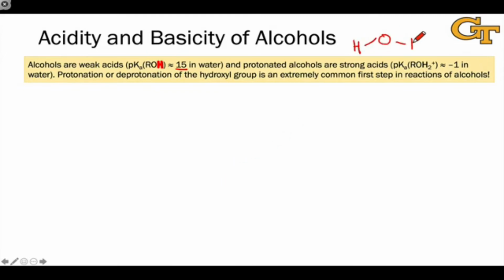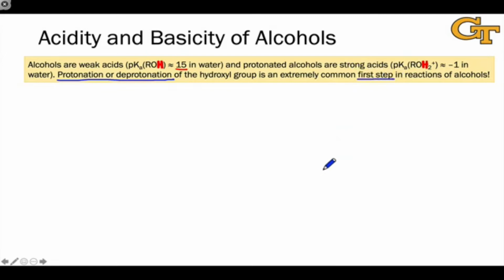Protonated alcohols are strong acids, with the hydrogen of a protonated alcohol having a pKa of about -1 in water, which again is comparable to the hydronium ion, which has a pKa of 0. Although these aren't the world's strongest acids or bases, considering proton transfer in alcohols is still really important, and this is because protonation or deprotonation of that hydroxyl group, depending on whether we're in acidic conditions or basic conditions respectively, is a very common first step in reactions of alcohol. So this is often the climbing up the hill type of step that kicks off a cascade of reactivity.